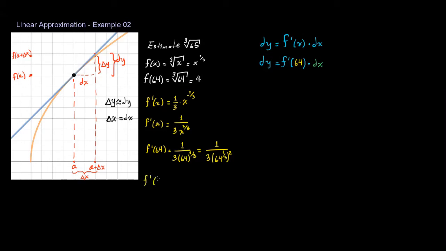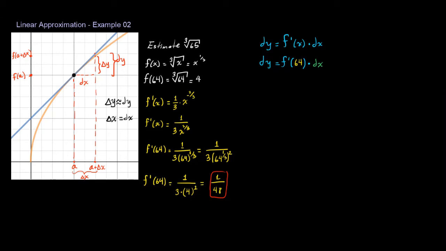So f prime of 64 would be equal to 1/3 times 4 squared. This 4 squared would be 16, so it would be 3 times 16, that would be equal to 1/48. So this is our f prime of 64. I'm going to frame it better. There it is, f prime of 64.